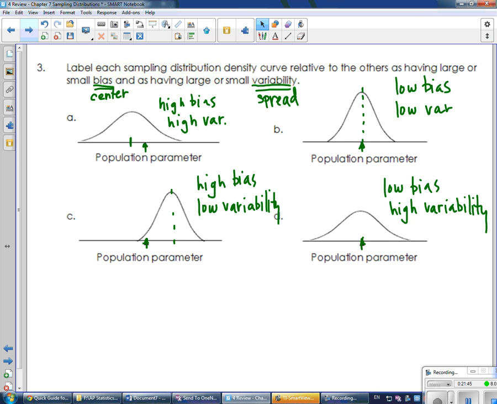Okay, so when we're thinking about the best case scenario, this is the situation that would be best. The worst case scenario would be letter A because it's off-center and it's got a lot of variability. So the best case would be letter B.